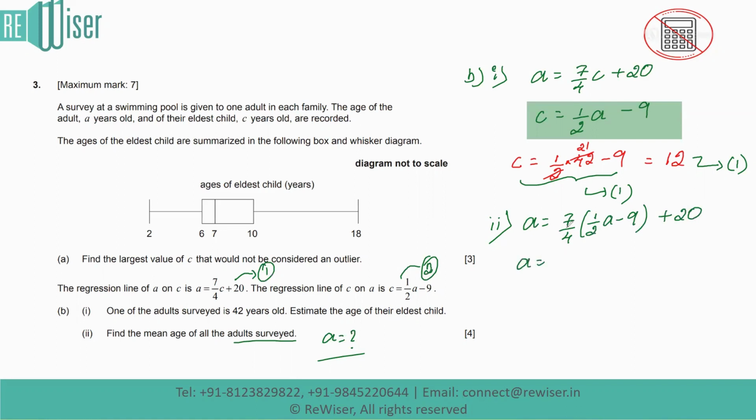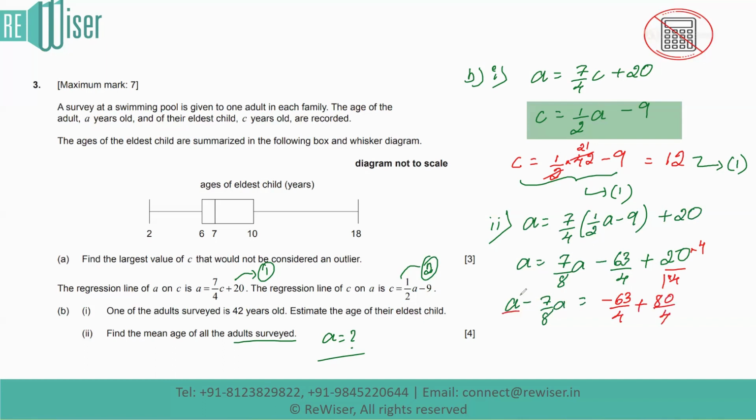So A is equal to 7 by 4 times 1 by 2, we just multiply the numerators and the denominators. It's going to be 7 by 8A minus 7 by 4 into 1 by 9, so 7 times 9 is 63 by 4, plus 20. And the 7 by 8A, I'm going to take it to the left-hand side. So A minus 7 by 8A is equal to, in order to make the same denominator, I'm going to multiply here with 4 and 4 because 20 was 20 by 1. So in that case, I'll have minus 63 by 4 plus 80 by 4.